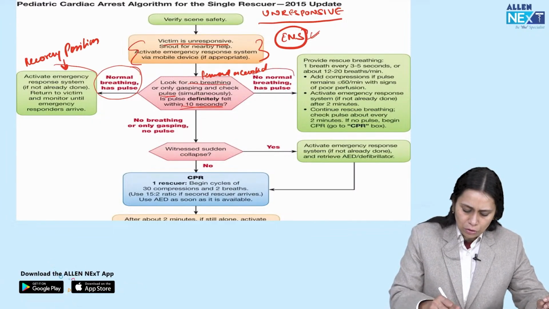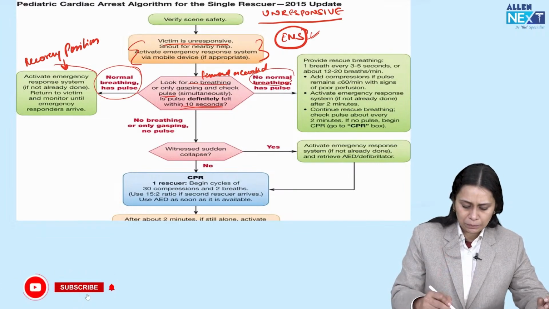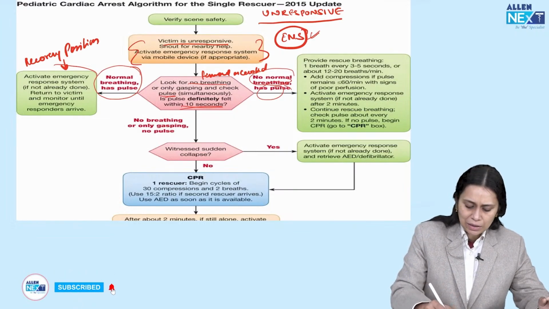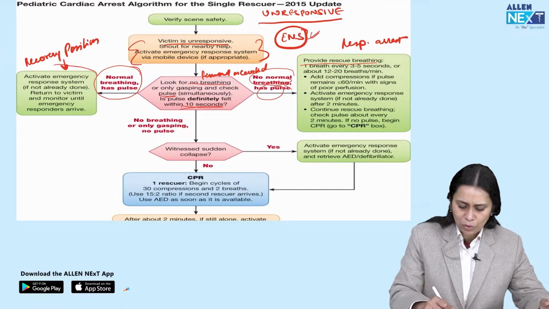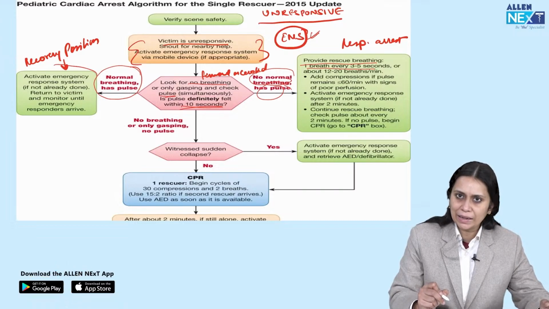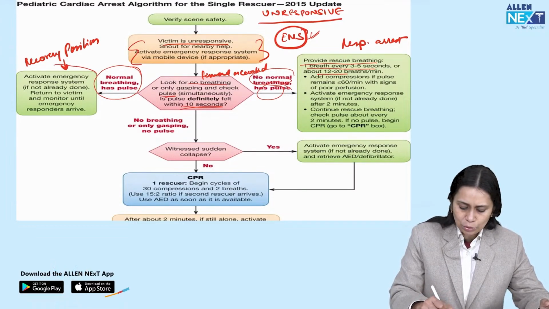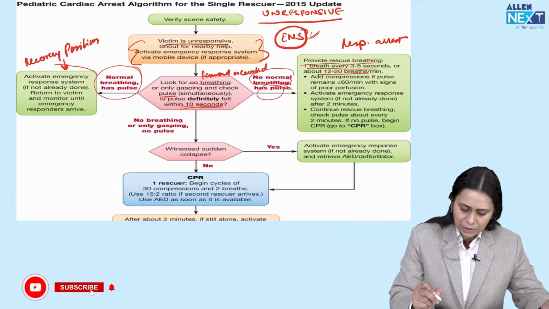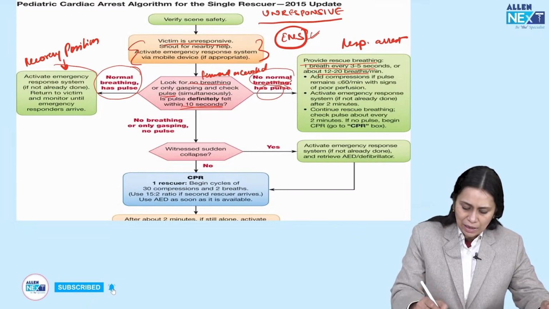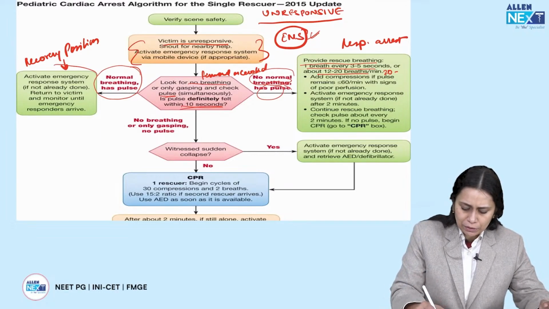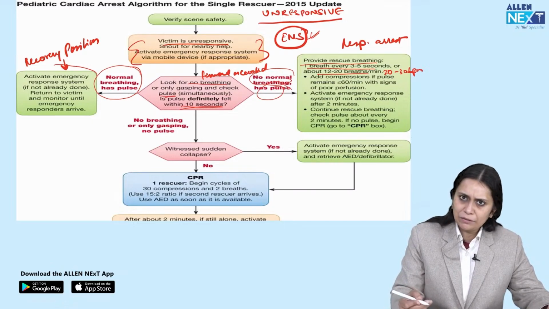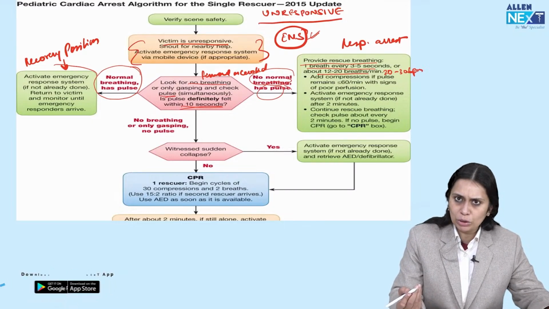Now, there is no normal breathing. I could not see the chest movement, but there is a pulse. So this is a respiratory arrest. What do I do? I provide rescue breaths, one breath every 3 to 5 seconds. That is 12 to 20 breaths in a minute for an adult. In smaller children, we can go for 20 to 30 breaths per minute.